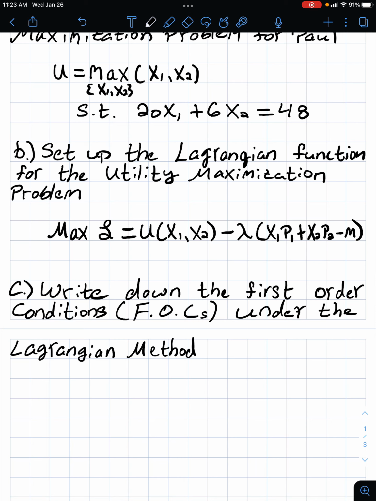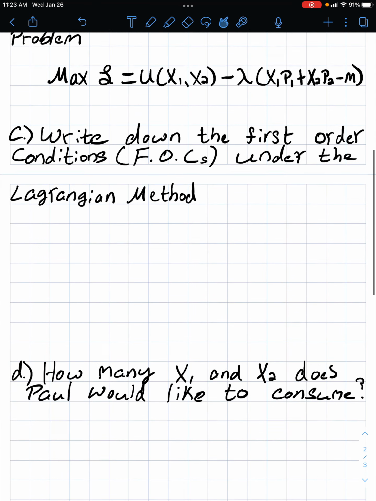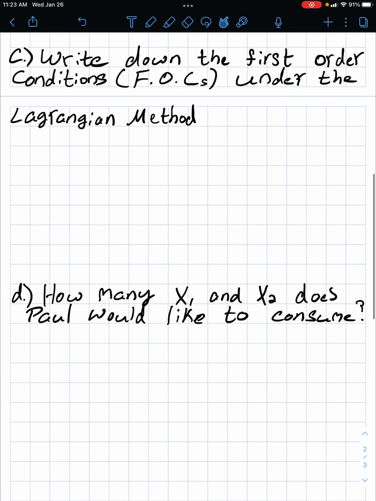Now that we got the problem set up for the maximization, let's solve for our first order conditions. So part C, write down the first order conditions under the Lagrangian method. So now pause this video, take a few minutes, and solve this part of the problem.